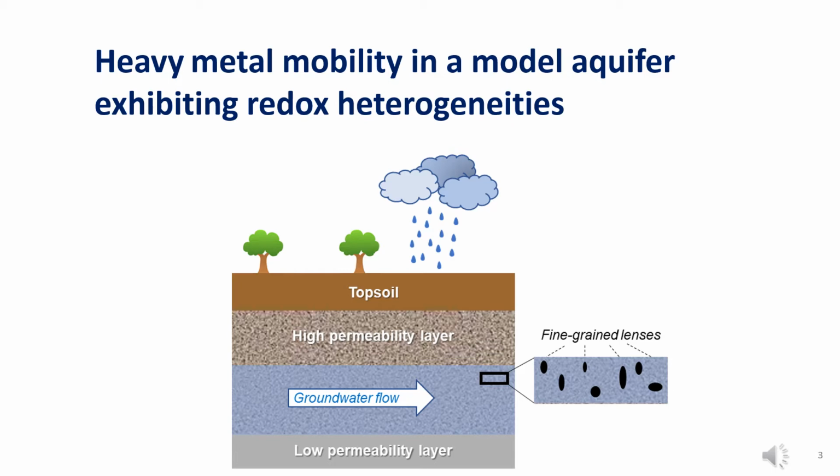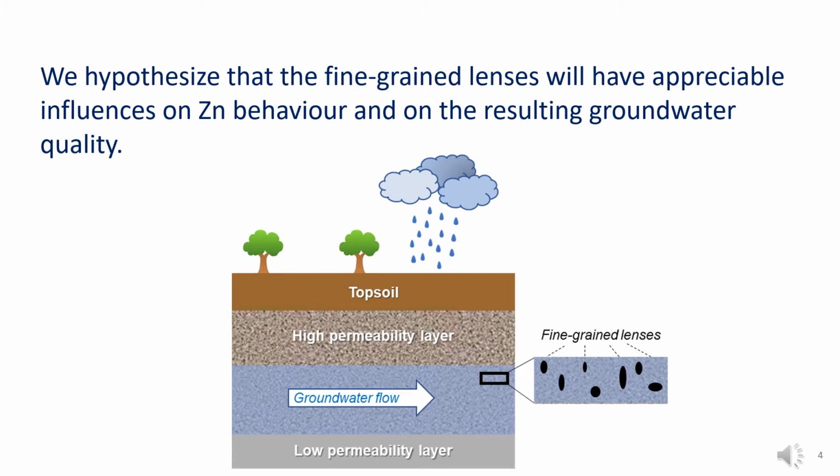These lenses are typically rich in reactive materials, such as clay, organic matter, and reduced iron and sulfur. Owing to their composition, they form different redox environments within the aquifer that may have immense influence on heavy metal behaviour and the resulting groundwater quality. This is particularly important as aquifers are a major source of drinking water worldwide. So we hypothesized that the fine-grained lenses would have appreciable influences on zinc behaviour and on the resulting groundwater quality.